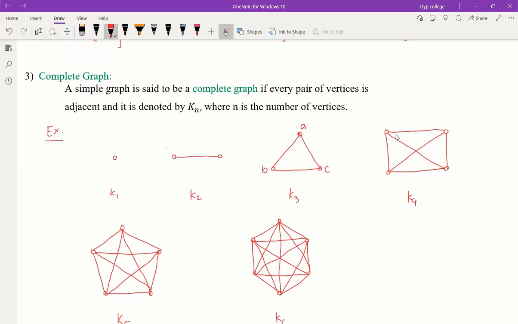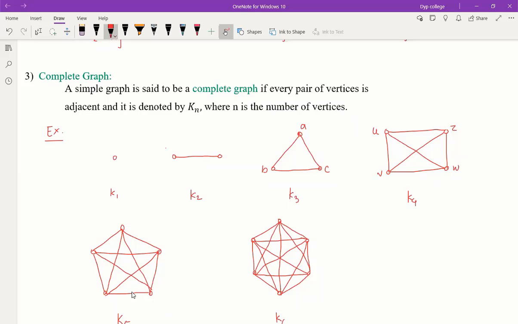So there are the four vertices, and suppose I say here U, V, W and Z. U, V, W, Z are the vertices of this K4. So U is adjacent with the vertices Z, W and V also. V is adjacent with U, Z and W also. W is also adjacent with U, V and Z, and Z is also adjacent with U, V and W. So it is a complete graph with the 4 vertices.